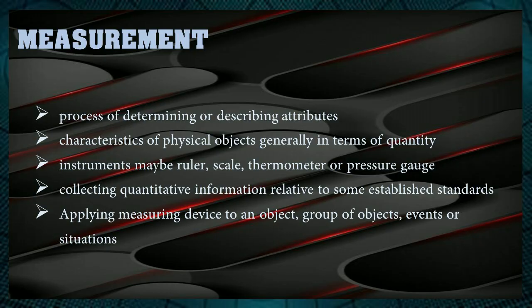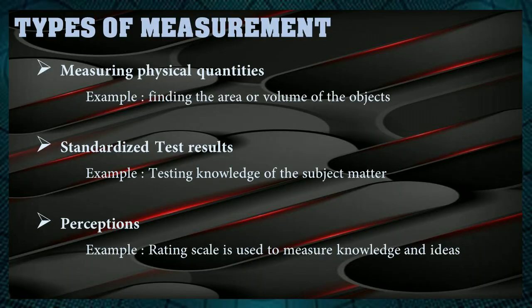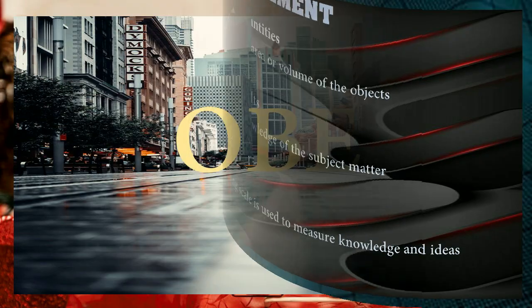This is the way of applying a measuring device to an object, group of objects, events, or situations. Types of measurement. Number 1, measuring physical quantities. An example of this is finding the area or volume of objects. Another one is standardized test results when you are going to give a standardized test. Example, testing knowledge of the subject matter. The third one, perceptions. Example, a rating scale is used to measure knowledge and ideas. This can be done mostly in research.